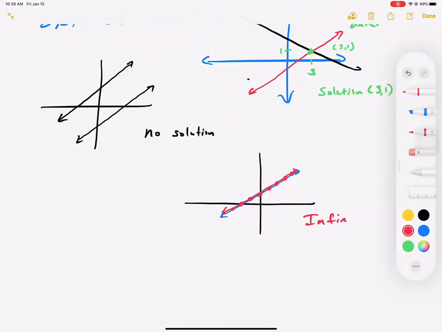Infinitely many solutions. We say infinitely many solutions because it means there are an infinity amount of solutions. Every single time these points touch, that's an answer. But aren't these lines exactly the same line?